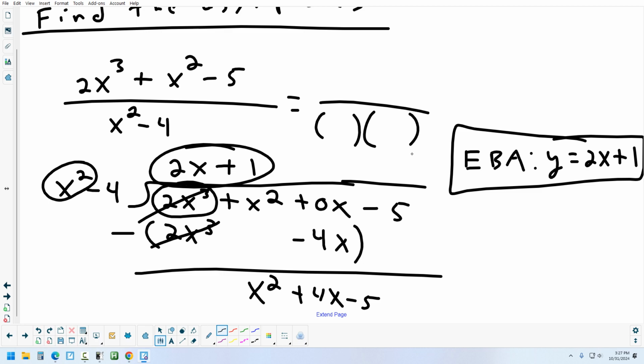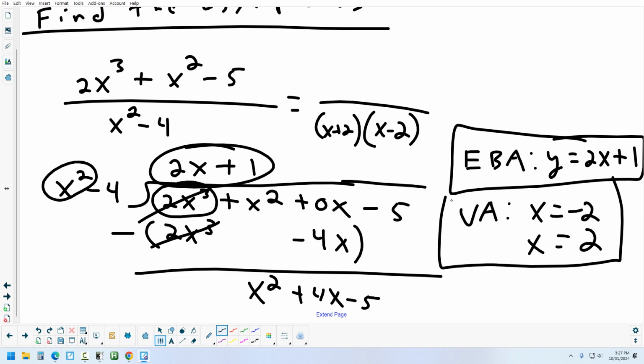How does x squared minus 4 factor? x plus 2, x minus 2. And what number would you fill into the first factor to make it 0? Negative 2. So vertical asymptote, negative 2. And what number would you fill into the second factor? 2. So those are your vertical asymptotes, and that's it. Those are the only ones we've ever talked about: vertical, horizontal, and then like an EBA. There's nothing else we could have.